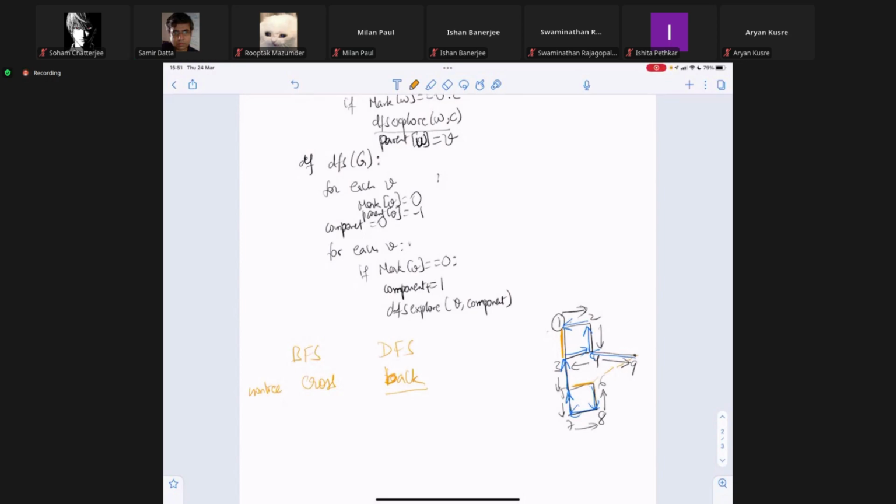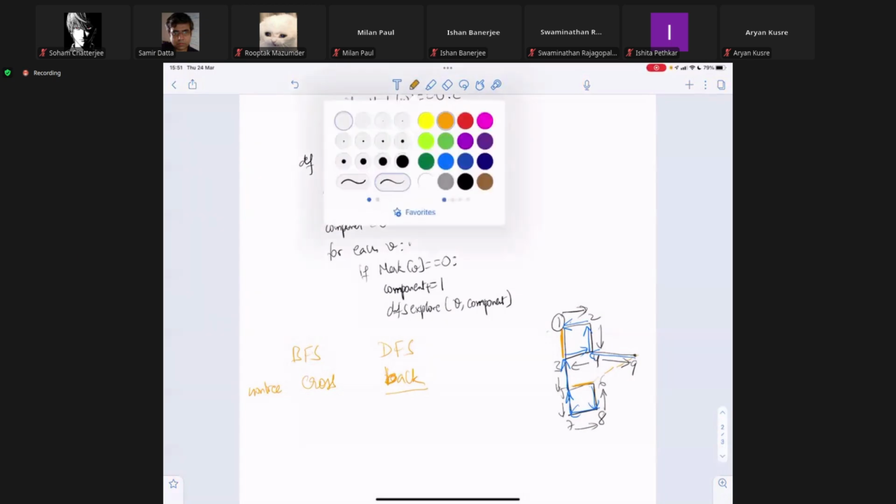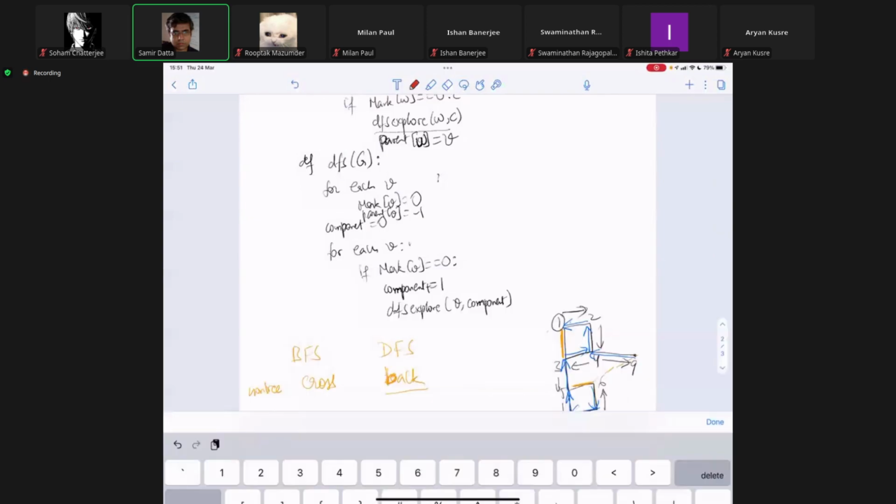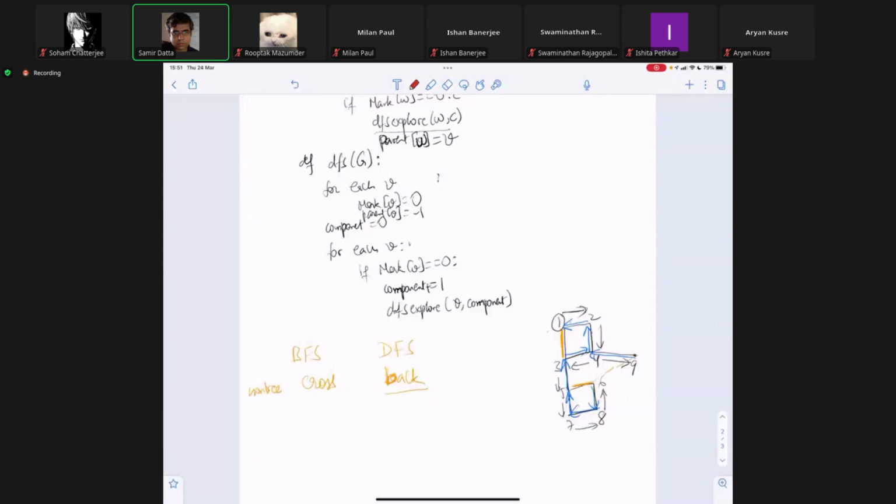Sir, if we had gone from 9 to 6, for example, then the other edges can't have been there because 6 would have already been marked. So first we would reach 6, correct? In this tree, we reach 6 first. Then you are saying while 6 has a neighbor like 9, which is unexplored, we would have taken this edge, correct? Yes, sir. So then it would have been a tree edge rather than a back edge.